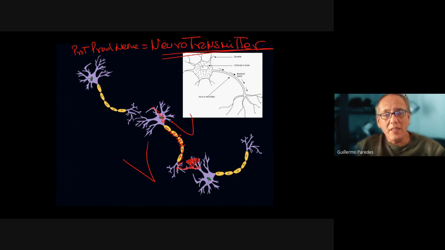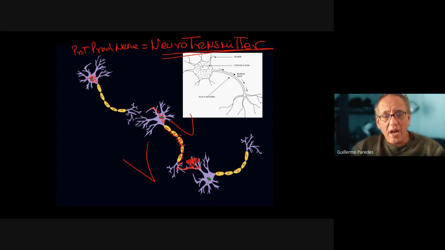Proteins produced by the nerve here are going to be called neurotransmitters. What are the neurotransmitters? Proteins. These proteins produced by the nerve cells, through transcription and translation in the cytoplasm, are going to be called neurotransmitters. We will talk more about that in a few moments.